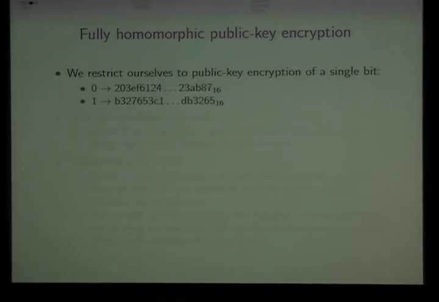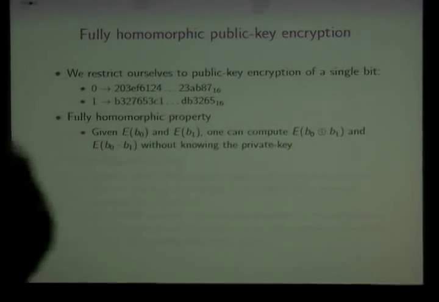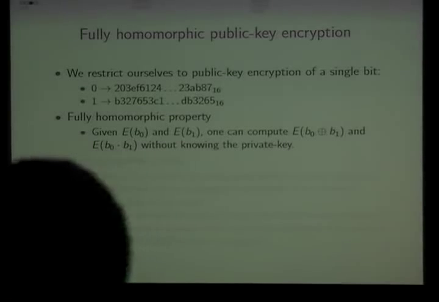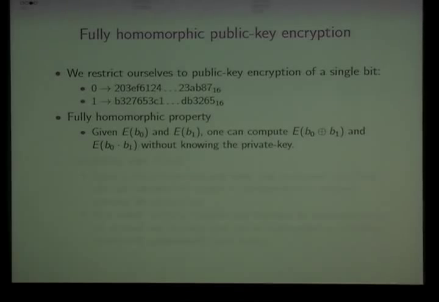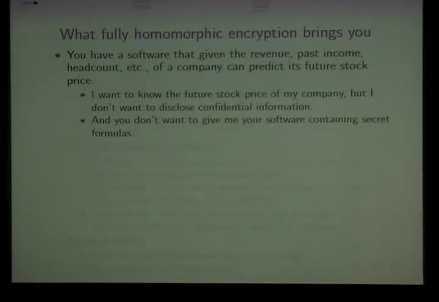So we're restricting ourselves to encryption of bits. We are considering a ciphertext associated with the encryption of either 0 or 1, and that's what we're trying to compute on. So given encryptions of one bit and another, we want to be able to compute an encryption of either the XOR of those bits or their AND, their product, without knowing the private key. What that allows us to do is compute essentially any Boolean circuit with polynomially many gates on encrypted data, and so you can compute pretty much any function on families of bits on encrypted data without knowing the private key.